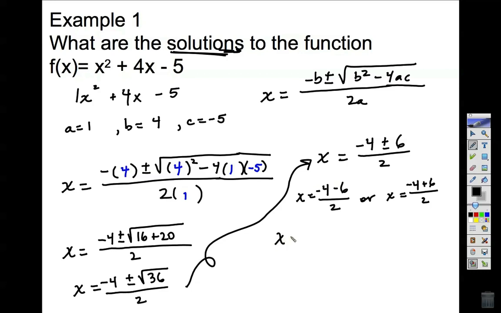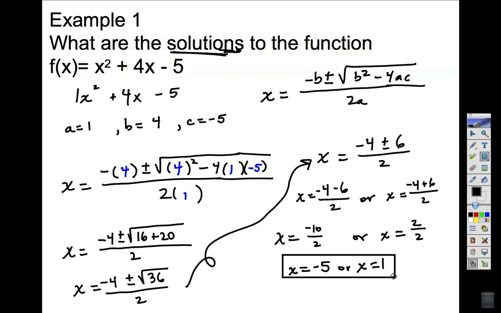So in this case, x produces negative 4 minus 6, which is negative 10. Divide that by 2, so x equals negative 5. Or x equals negative 4 plus 6, which is 2, divided by 2, which is 1. This here is your final answer.